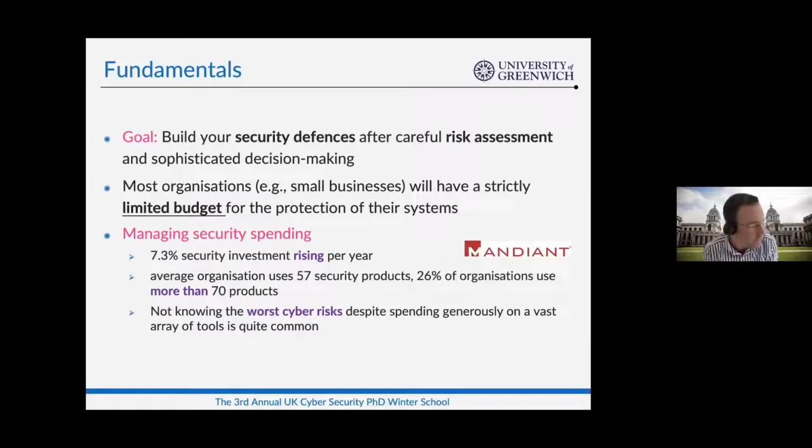So basically, this part of the slides is called allocation of limited resources, which is something I mentioned earlier, and is motivating the fact that organizations invest in security more and more every year. And this is a number I got from a median report, 7.3% rising per year. And then you have around 57 security products to be the average number of products used by organizations.